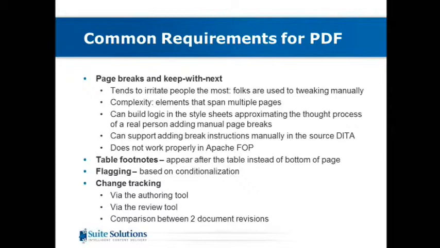Table footnotes. Some people might want them to appear exactly after the table versus at the bottom of the page. Flagging would be based on conditionalization. You could have it set up, for example, that every time you're using product equals Sam, then it'll show up in a certain way. But if you're using product equals George, it's going to show up in a different way. And change tracking. Change tracking can be done via the authoring tool, also by the review tool, and it's possible to do a comparison between two different document revisions.